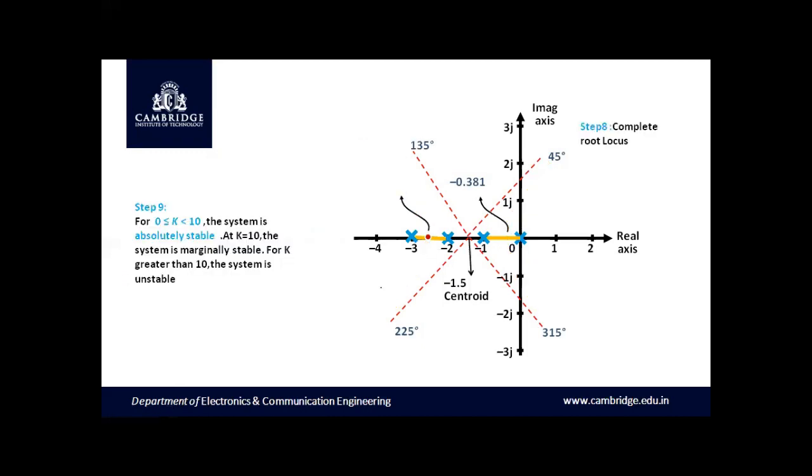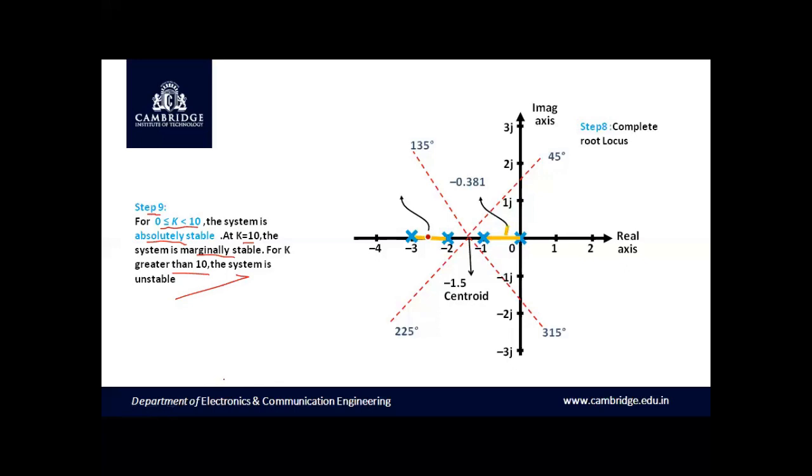Step number 9 is to predict the stability and the performance of the given system by using the root locus. When k ranges from 0 to 10, the system is absolutely stable. When k equals 10, the system is marginally stable. And for k greater than 10, the system becomes unstable. This is what we have to write for step number 9, speaking about the stability.